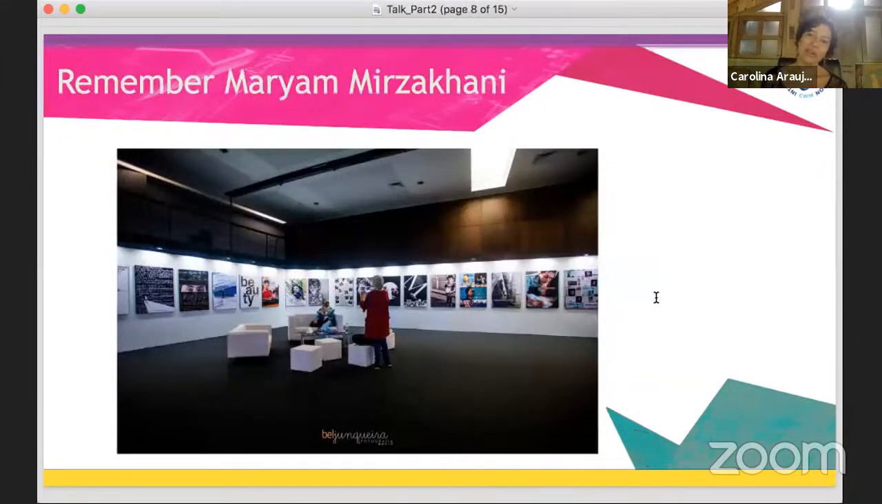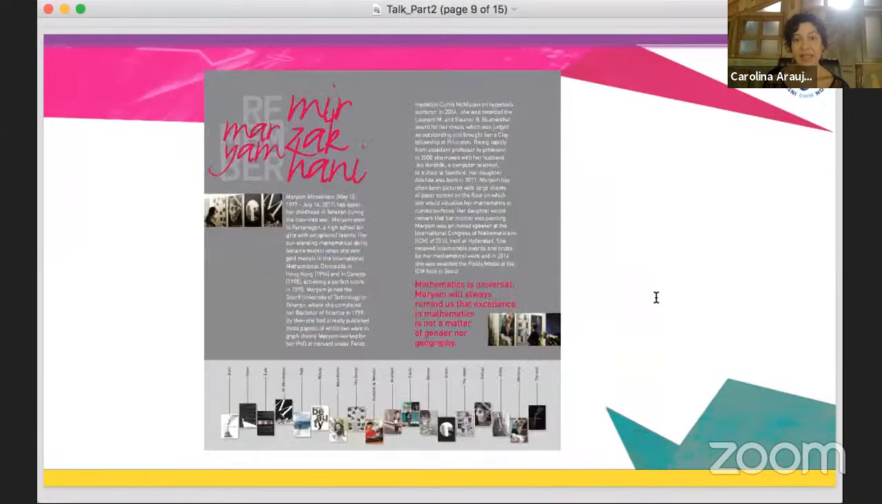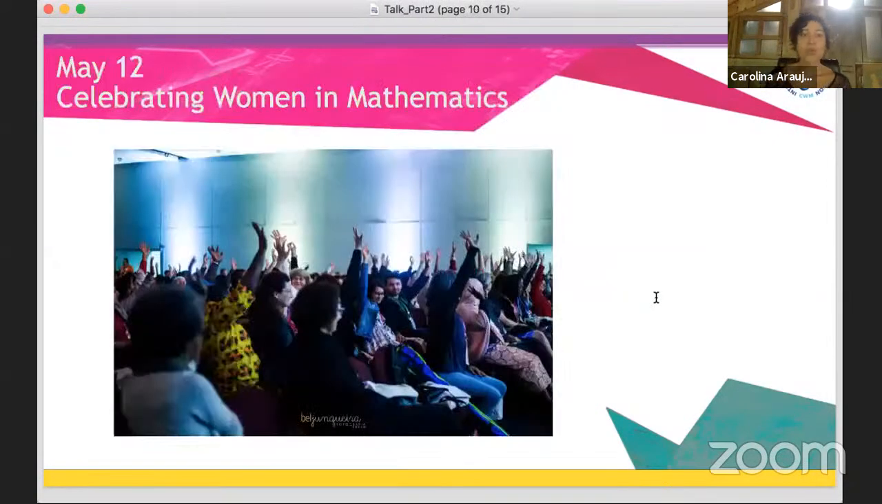Also, during the WM Square, we organized this exhibition, a memorial to Maryam Mirzakhani, and since then this exhibition was shown in many parts of the world. And something very important also happened in WM Square, which was the birth of the initiative May 12, celebrating women in mathematics.